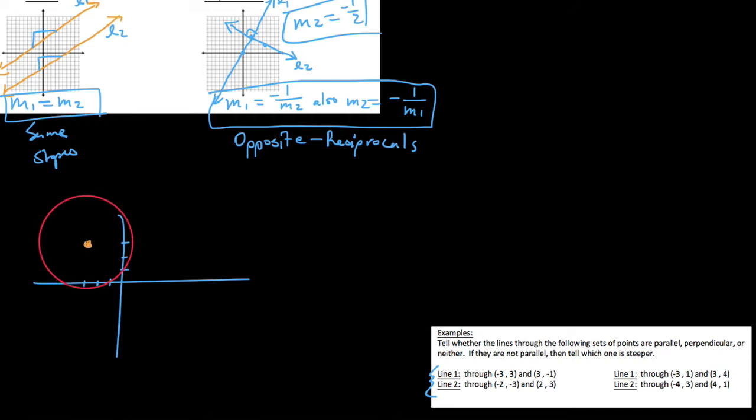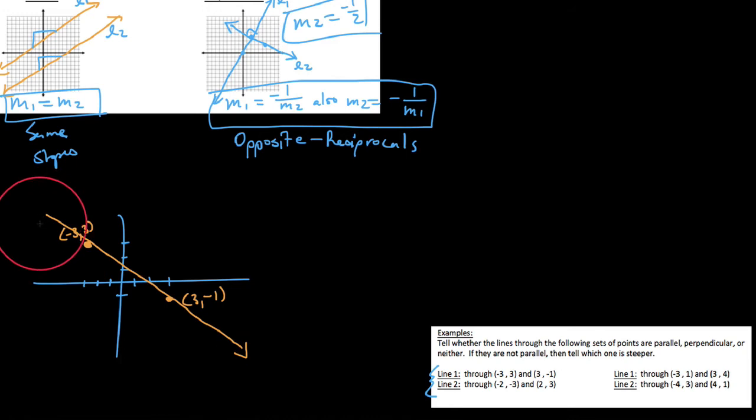We should probably do it in a different color. We say -3, 3, and then we say 3, -1. So if I were to go right 3 and down 1, that's 3, -1. The first thing I see is that I've got a line that goes downhill. So this one has definitely got a negative slope. We'll call this line 1.